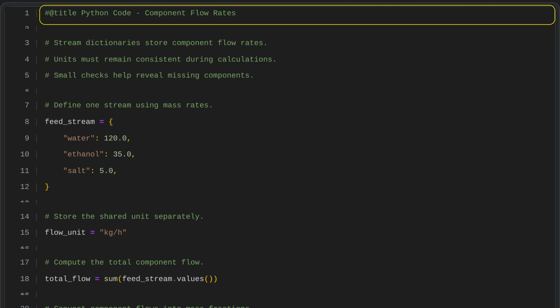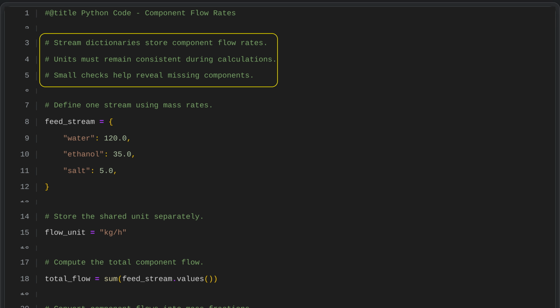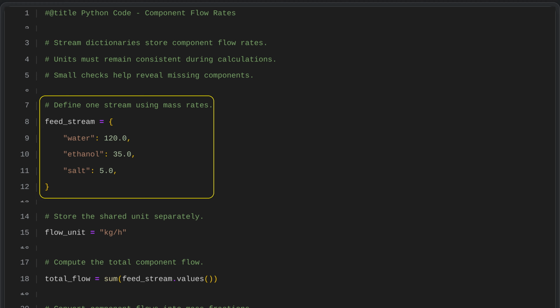Python code, component flow rates. Stream dictionaries track the flow rates of each component, keep units consistent throughout calculations, and use small checks to catch missing components early. A feed stream dictionary stores the mass flow rates of each component in a stream, such as water, ethanol, or salt. Each component name is linked to its flow rate in kilograms per hour, making the stream easy to manage and use in later calculations.